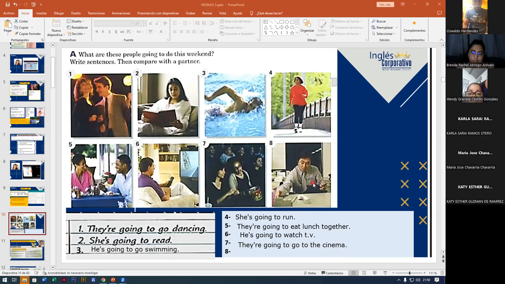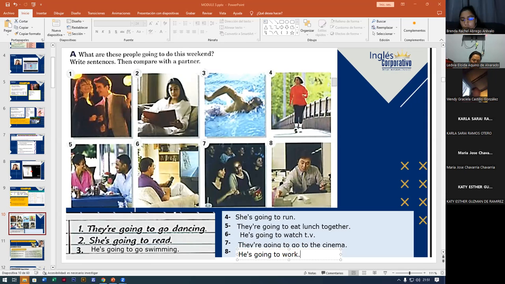No, it's in an office. He's going to the office. But what action? What action is he going to do in the office? Work. Excellent. That's good. So he is going to work. He's going to work. So that is the action that he is going to do.